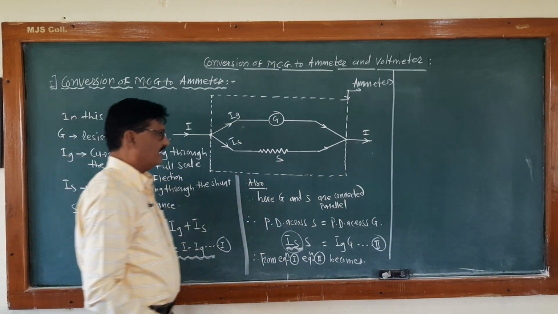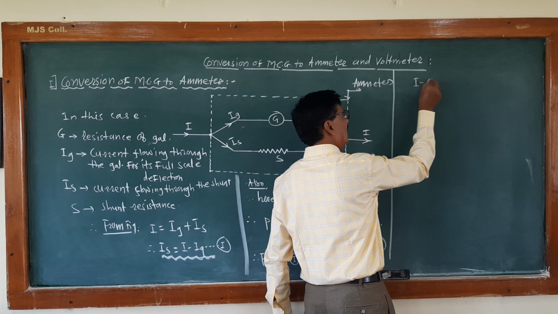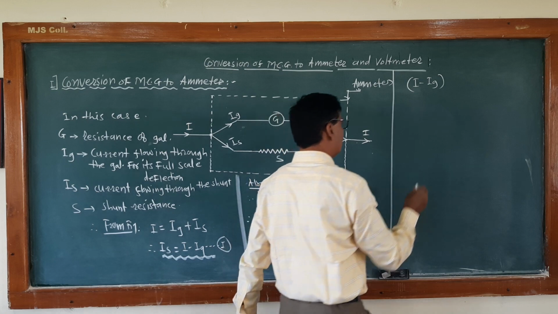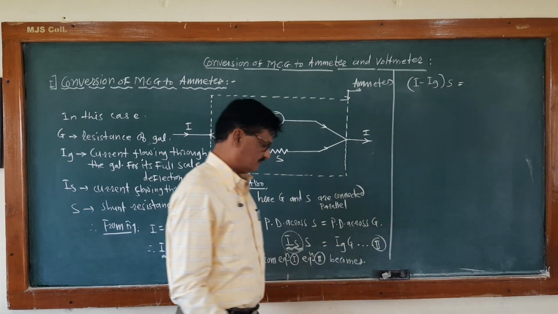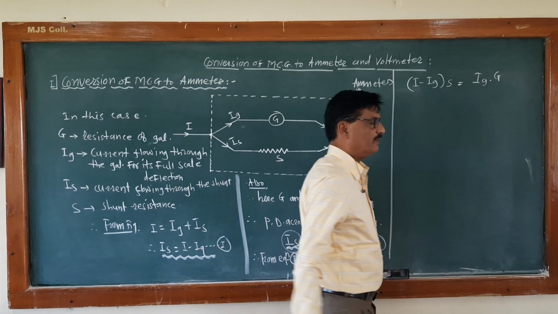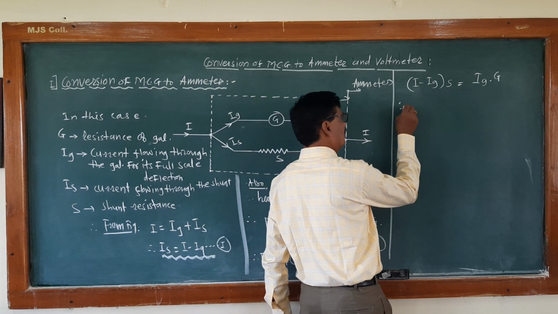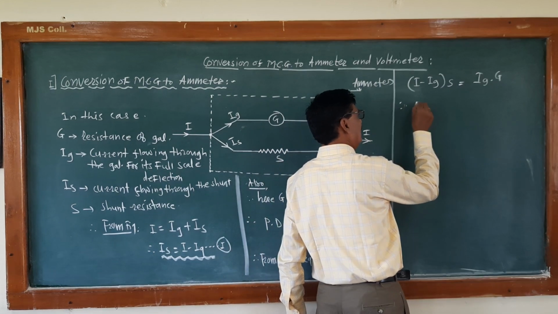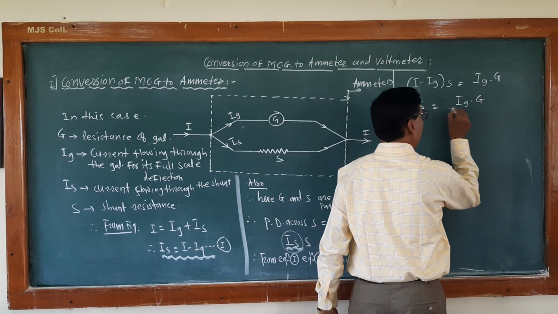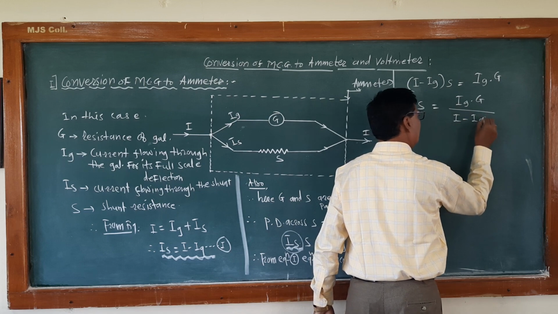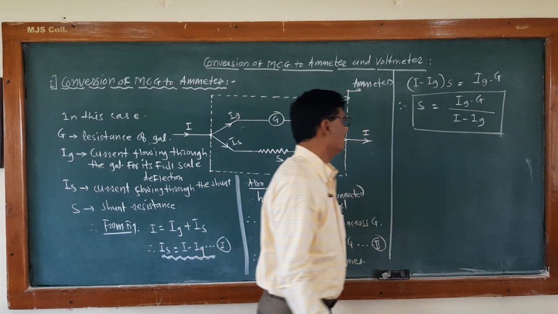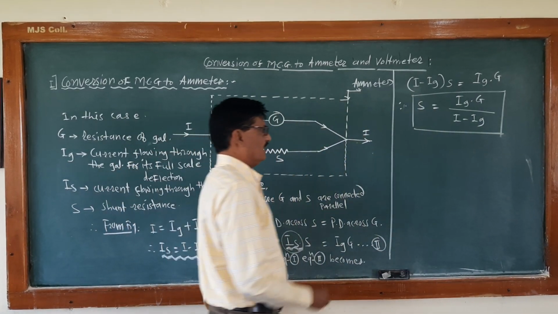(I minus Ig) multiplied by S is equal to Ig times G, this multiplied by capital G. Therefore we have to find the value of shunt S, which is equal to Ig G divided by I minus Ig, and this is the value of shunt resistance. This is the required expression for shunt.